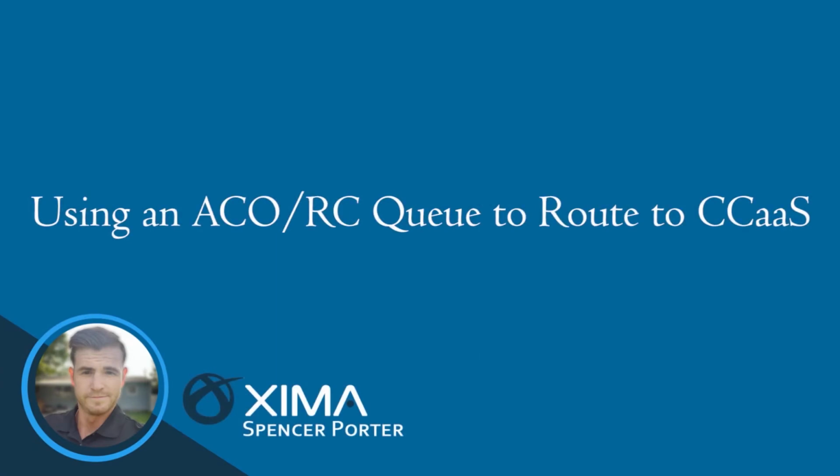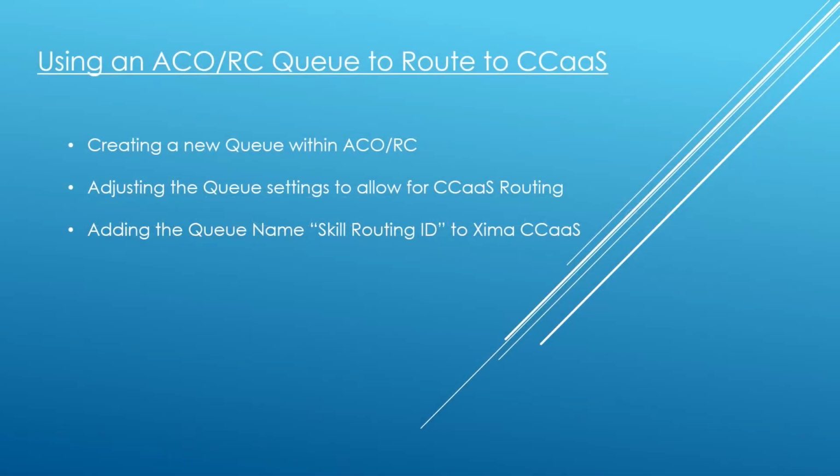Today's video is going to talk about using an ACO RingCentral queue to route calls to Xima CCaaS. The first step, of course, is creating a new queue within ACO RingCentral. We're then going to adjust a bit of the settings on that queue to allow it to route to Xima CCaaS. The last step is going to be adding that queue name, or rather skill routing ID, to Xima CCaaS. We'll go to that point.